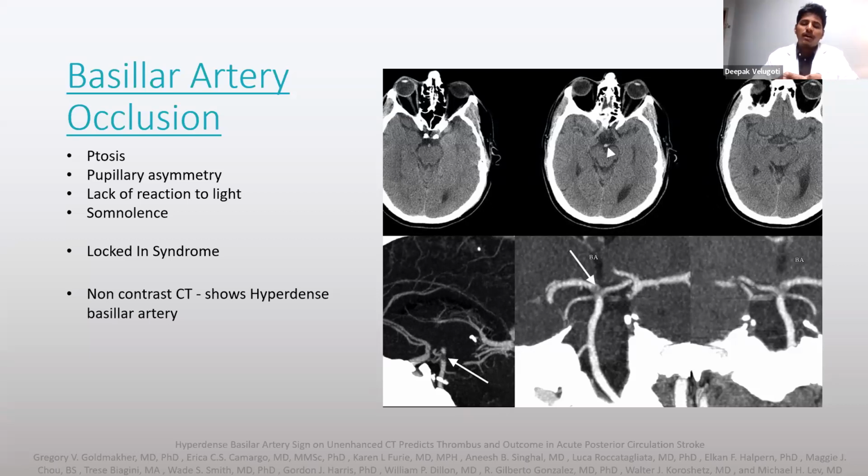And in case of basilar artery occlusion, we can find a hyperdense basilar artery on non-contrast CT.